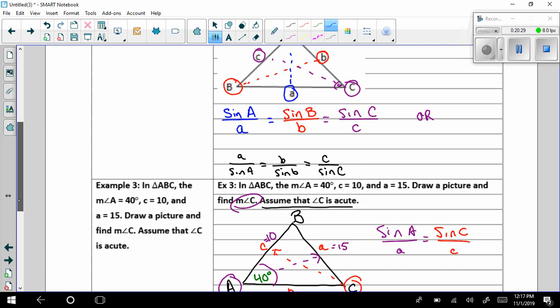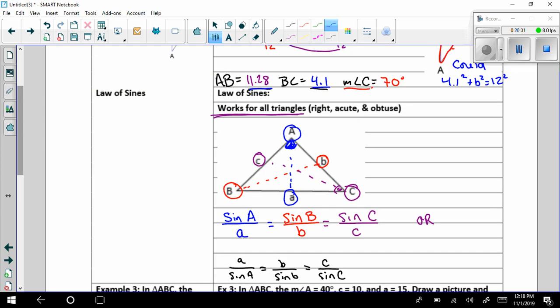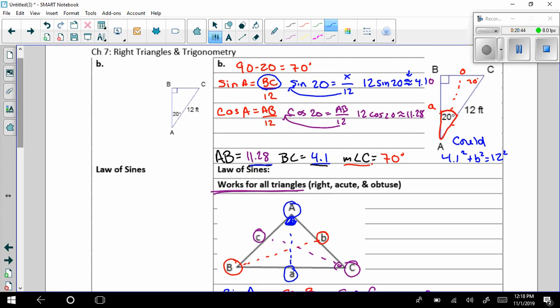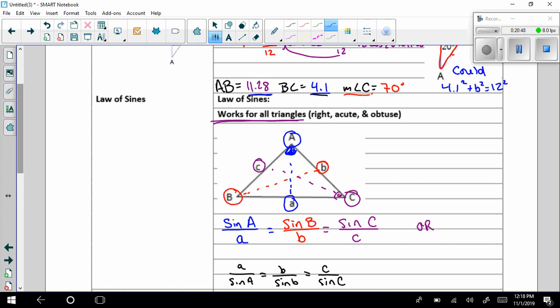If you have enough information to use this, it works every time. So even with the 90-degree triangles, it would work. So that is another option. You really have to find what method works best for any given problem. So with this one, you need at least 3 things. You would need 2 angles and a side, or 2 sides and an angle in order to use it.